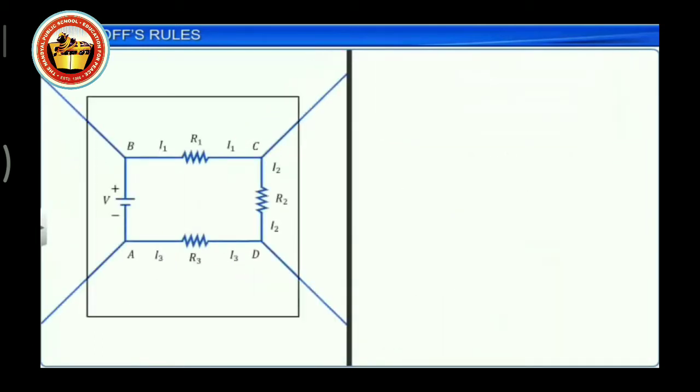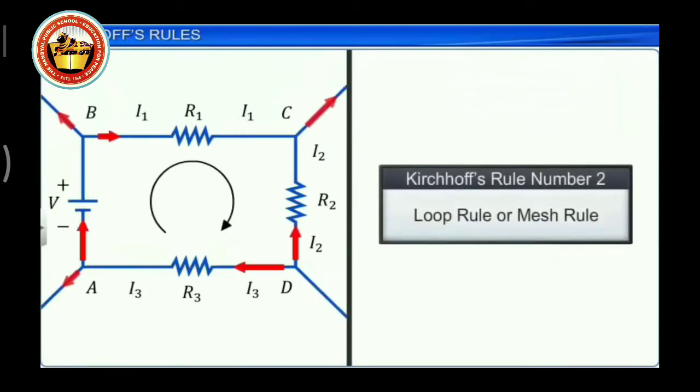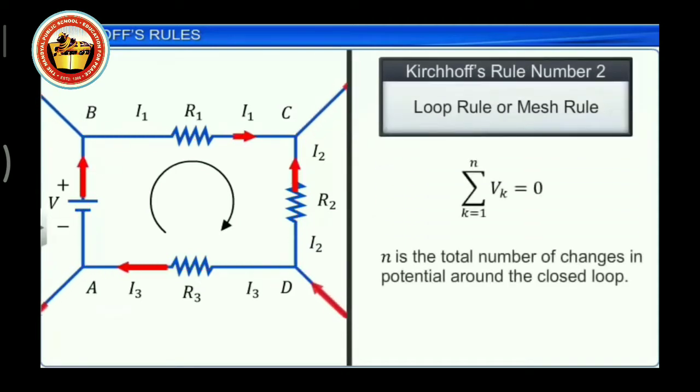Coming to the second rule. This law states that the algebraic sum of changes in potential difference around any closed loop involving resistors and cells in the loop is 0. N is the total number of changes in potential around the closed loop.